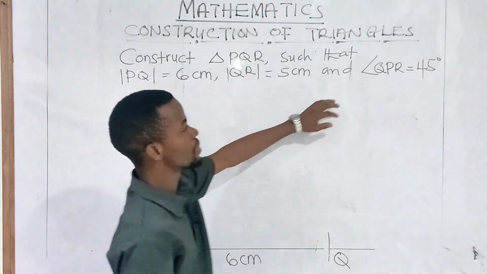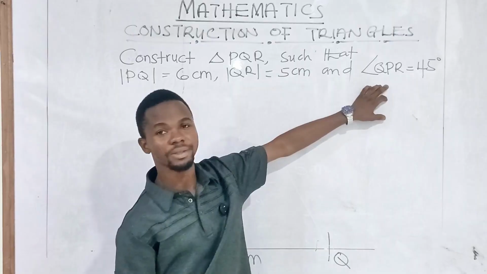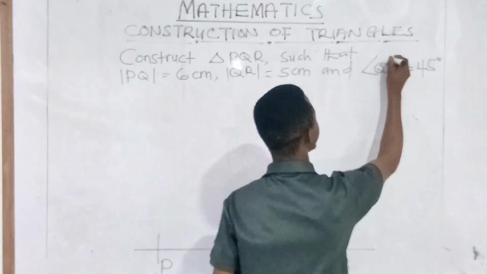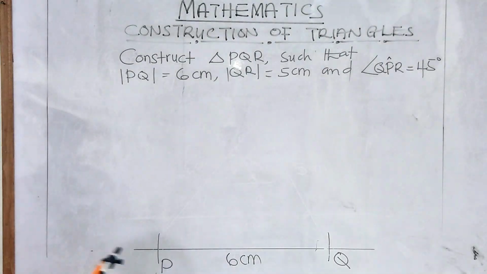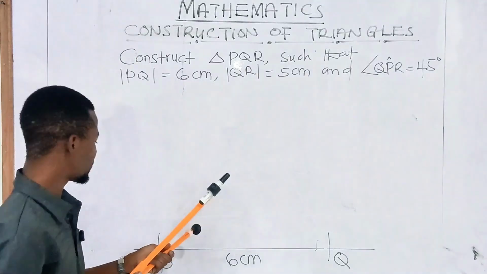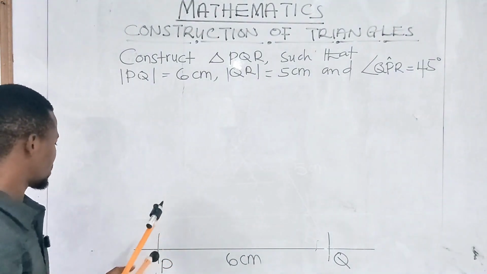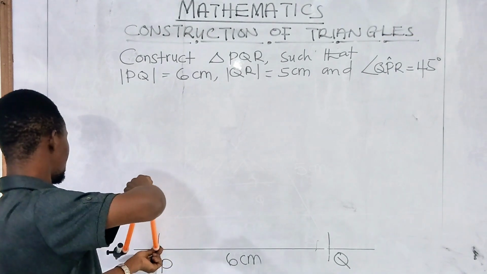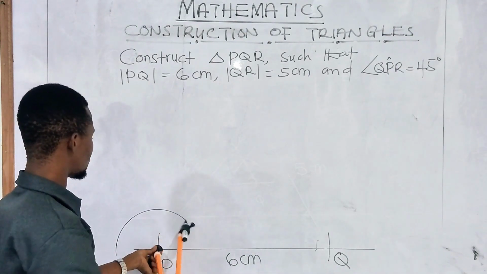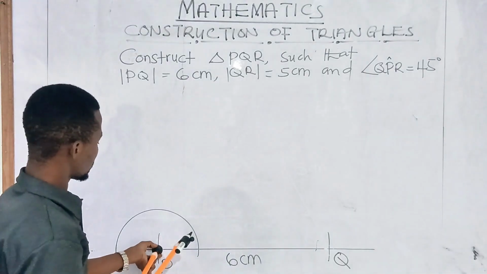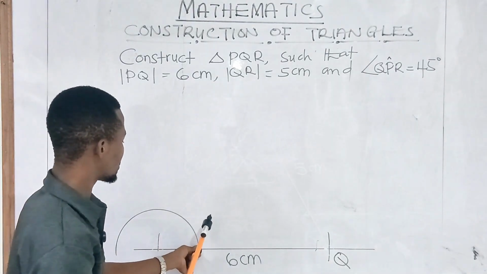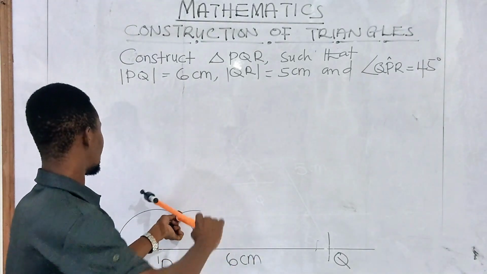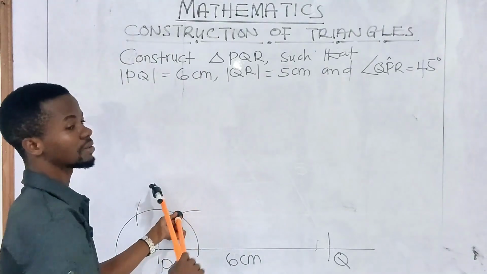Now the next thing we do is that we construct our angle. Our angle is QPR, which means our angle will be at P. Let's construct 45 degrees here. We stand at P and we make a semicircle like this. Now you stand here, you make an arc, then you stand on that arc, then you make another arc.